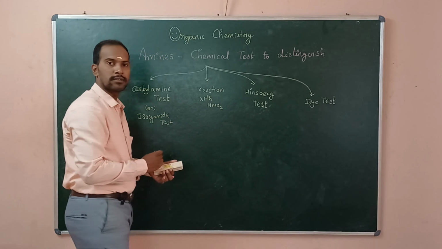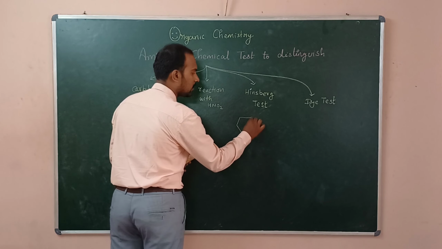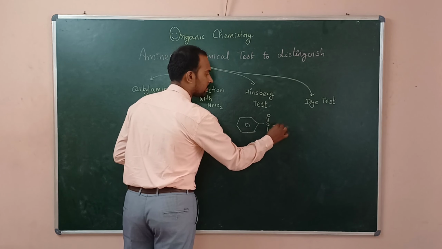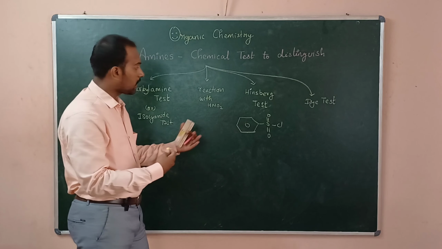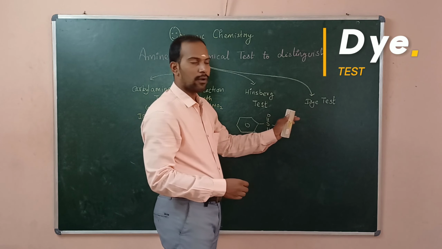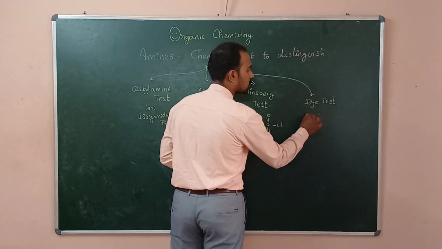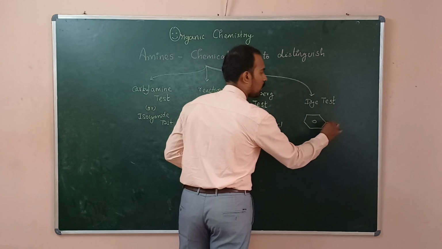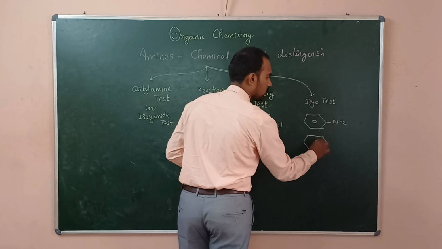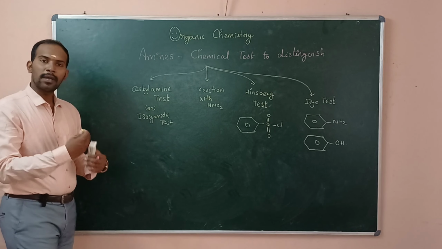The second one is the reaction with nitrous acid, and the third one is the Hinsberg test. The Hinsberg reagent is benzene sulfonyl chloride, which can react with primary, secondary, or tertiary amines. And we have the dye test, which is only for aromatic compounds. Here we will discuss one for aniline and another for phenol. One by one we will discuss.